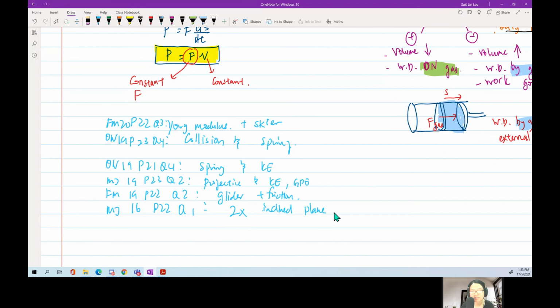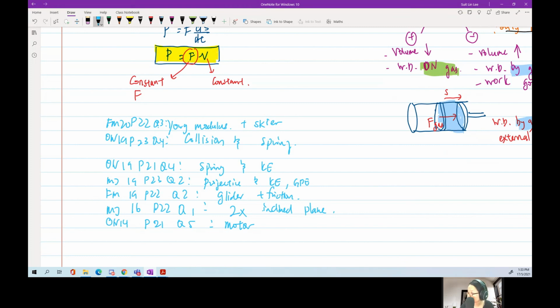It may seem like a lot of questions, but you are working for 50 marks-ish. So just bear that in mind. I need to find one that has some form of efficiency or power one. This one, ON14, paper 2-1, question 5. Motor and GPE. Motor lah mainly. Okay lah, I think we're okay.